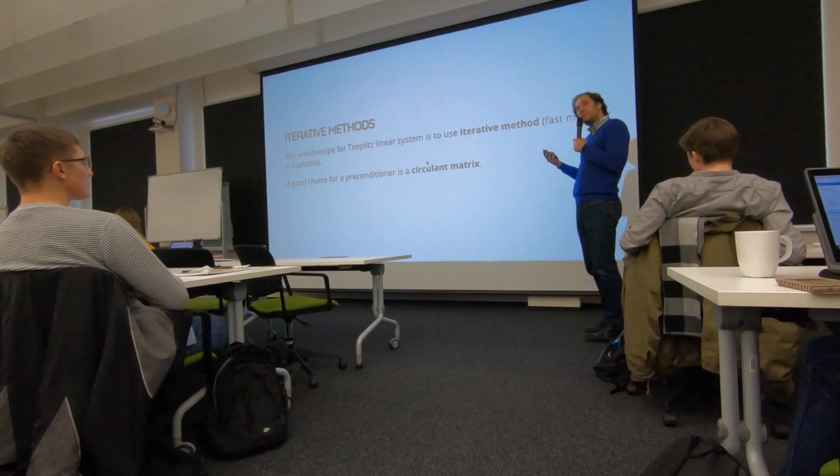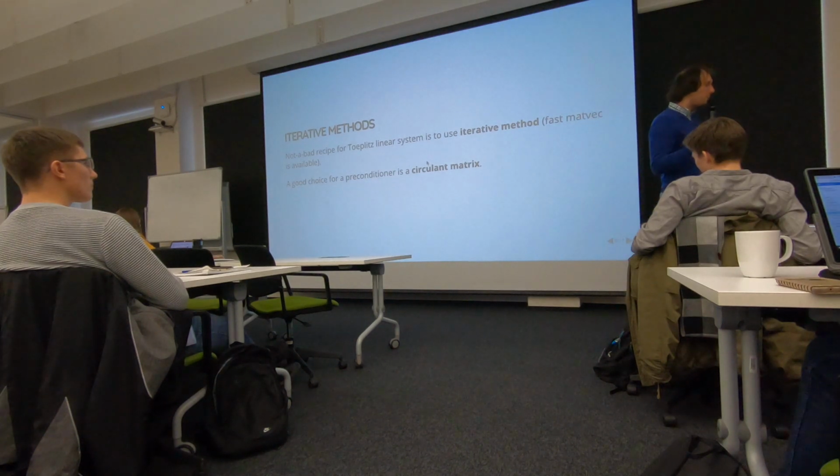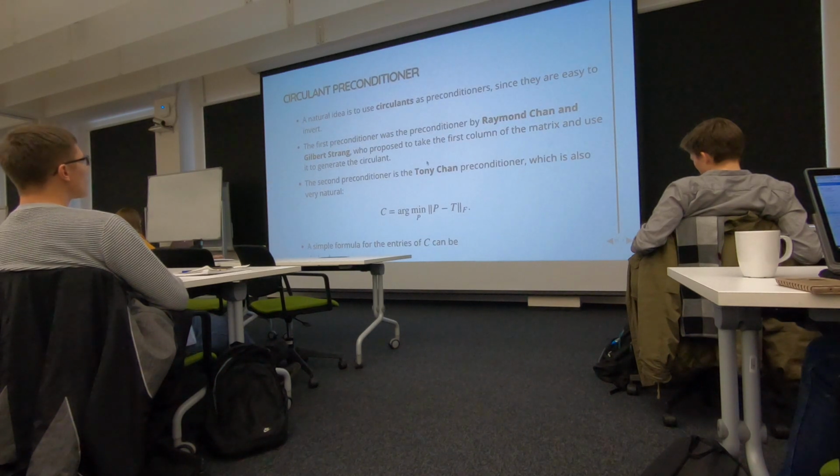So we can approximate a Toeplitz matrix by a circulant matrix and use this circulant matrix for preconditioning. This is called circulant preconditioning, and it also works quite well in the two-dimensional case. That's probably the only thing that works.